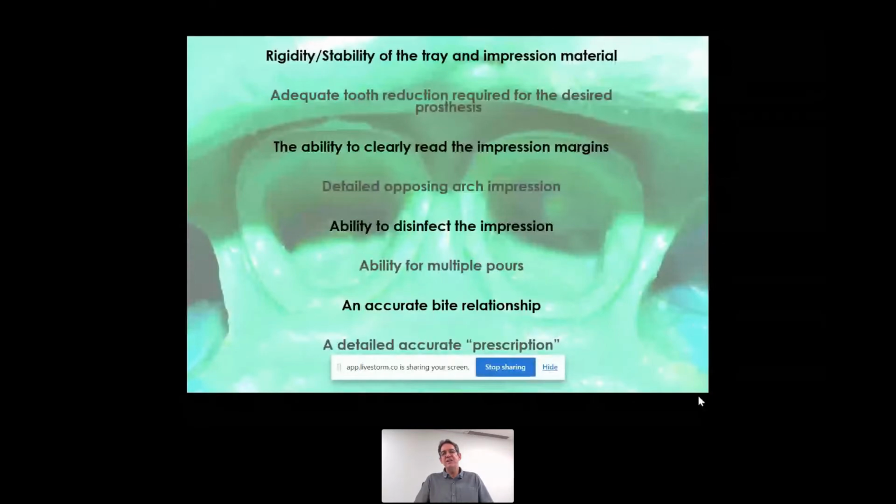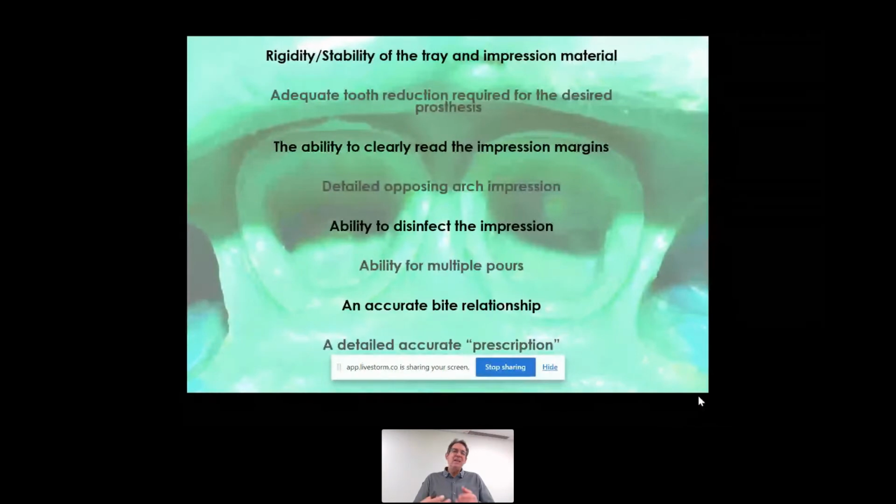Because again, dimensionally it's going to change that impression, so that when those crowns come back, you're either going to have to adjust them to get them to seat properly, or they'll be like a rooster wearing socks because there's so much additional space. We need an accurate bite relationship, and then an accurate prescription.